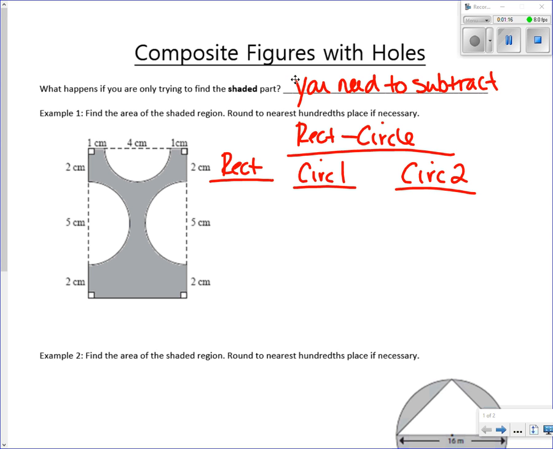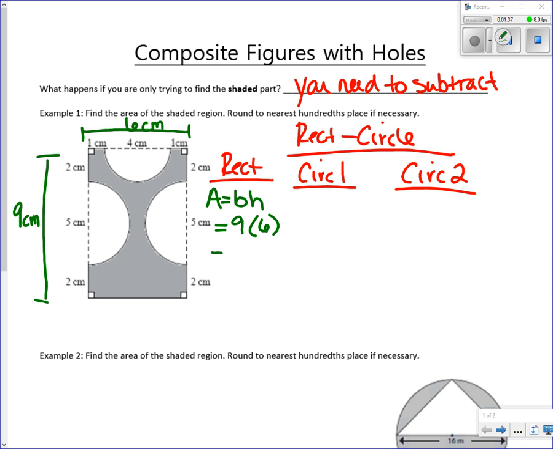So I'm going to start by writing my dimensions of my rectangle because it's broken up for our circle. So across here, we have a total of 6 centimeters. And down the side, we have a total of 9 centimeters. So to find the area of a rectangle is base times height, which means it's 9 times my 6, for a total of 54 centimeters squared. Okay, so now let's go on to our circle.